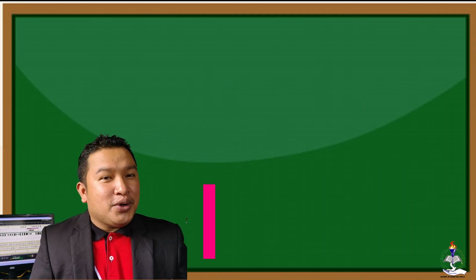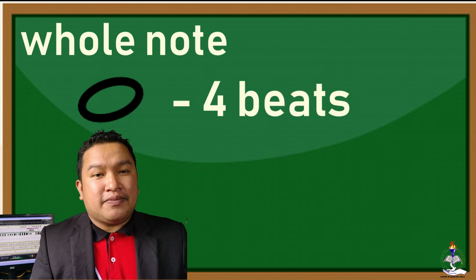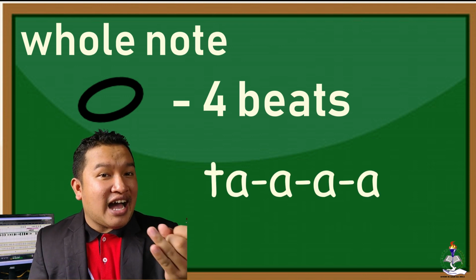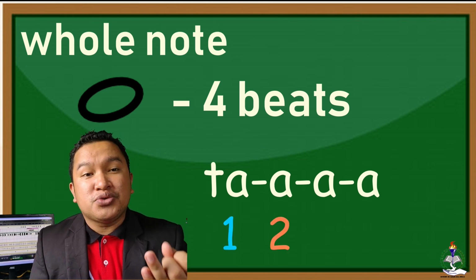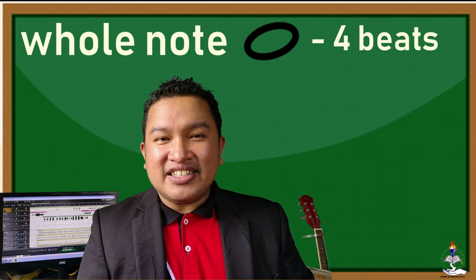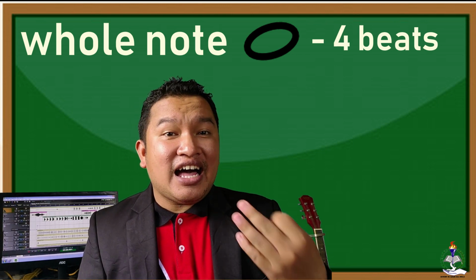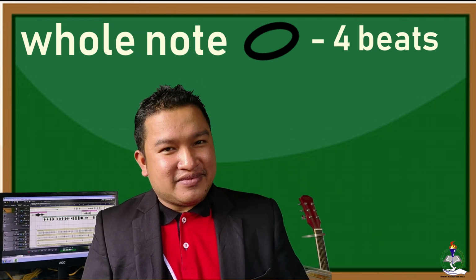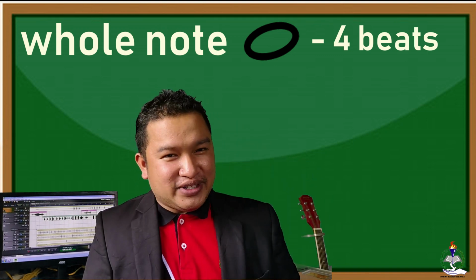For the whole note, which happens to have 4 beats, you will clap once and prolong until the 4th count by saying the syllable ta, or simply count 1, 2, 3, 4. Now, let us start clapping and saying the syllable ta in 4 counts with the timing of the music. But I'll do it first. Listen and watch carefully.